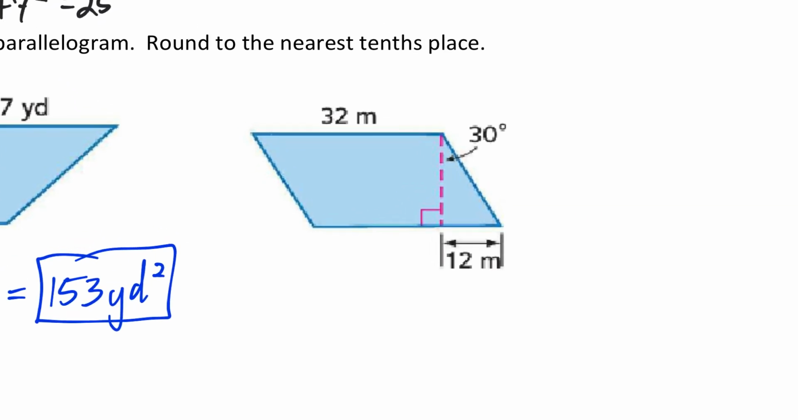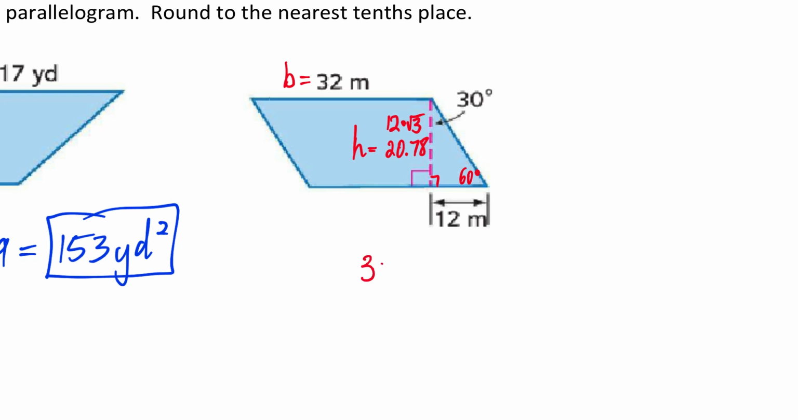Okay, on this last one, we have this 30, 60, 90. So on a 30, 60, 90, from the short leg to the long leg, that's what I need, the height is the long leg here of this 30, 60, 90. It's the short leg times the square root of 3. So I'm going to go 12 times the square root of 3. What is 12 times the square root of 3? All right, so the base is 32, the height is 20.78. So for the area, I'm going to go 32 times 20.78.